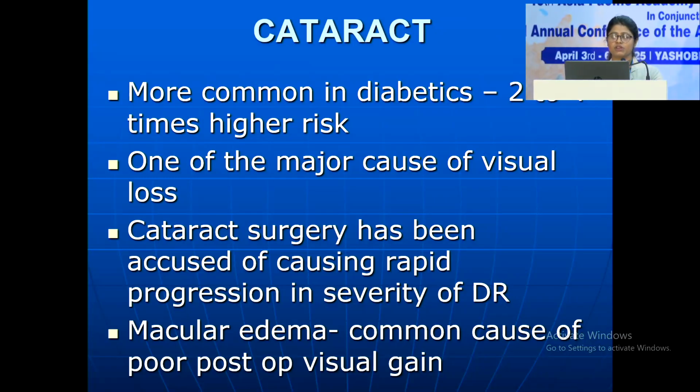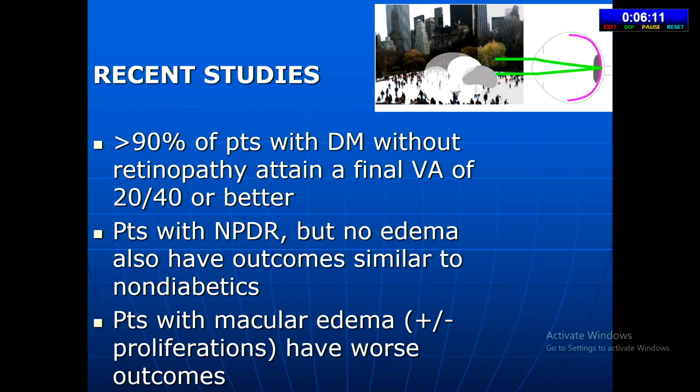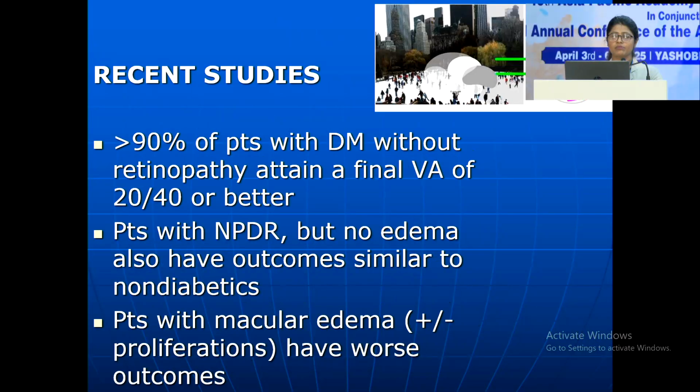Cataract surgery has been accused of causing rapid progression in the severity of diabetic retinopathy. Macular edema is a common cause for poor post-operative visual gain. More than 90% of patients with diabetes mellitus without retinopathy attained a final visual acuity of 20/40 or better. Patients with NPDR but no edema also have outcomes similar to non-diabetics. Patients with macular edema, with or without proliferation, have worse outcomes.